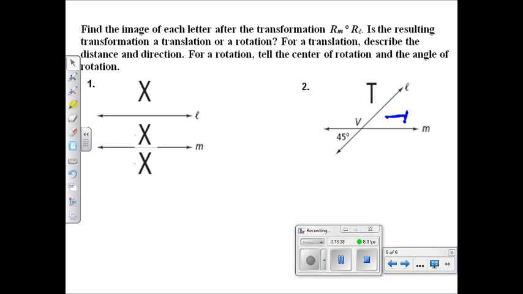And now what you have to do is do that again around M. And so you're going to do the same thing. Kind of measure your distance and go. Right? So we're going to approximate it here.